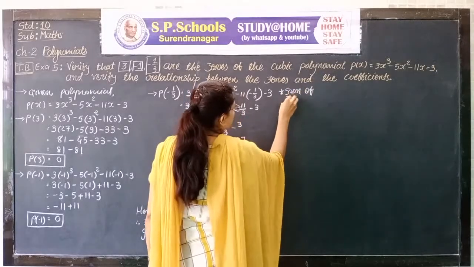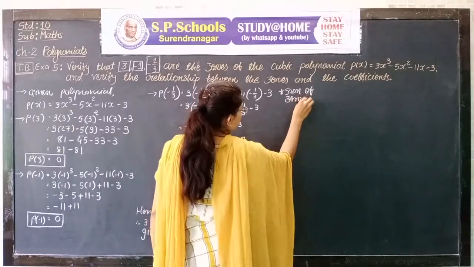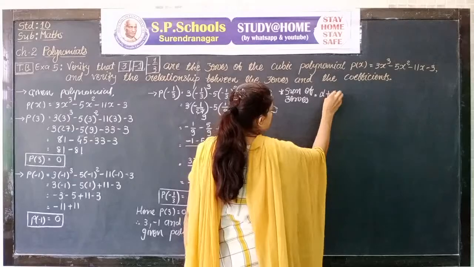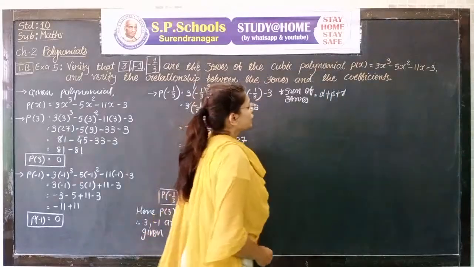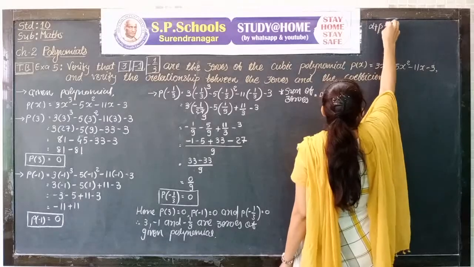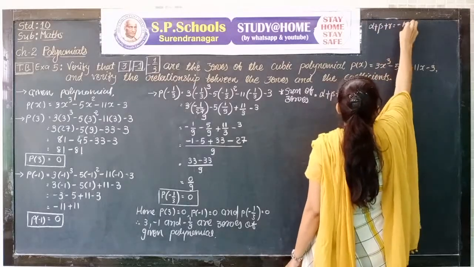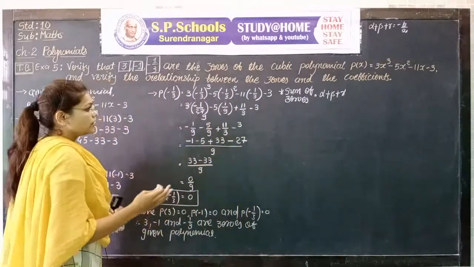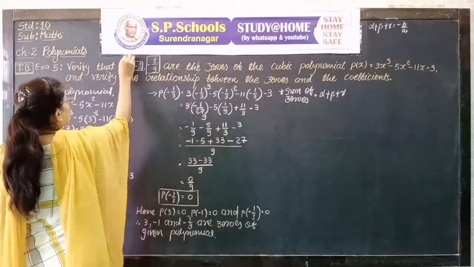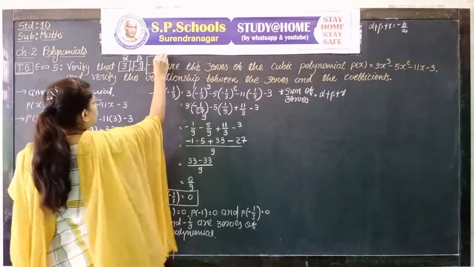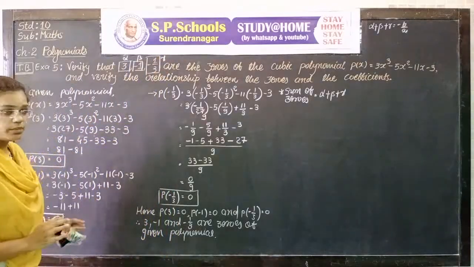Sum of zeros is equal to, in symbolic form, alpha plus beta plus gamma. We know alpha plus beta plus gamma is equal to minus b upon a. We know the values of alpha, beta and gamma. Alpha is 3, beta is minus 1 and gamma is minus 1 upon 3.